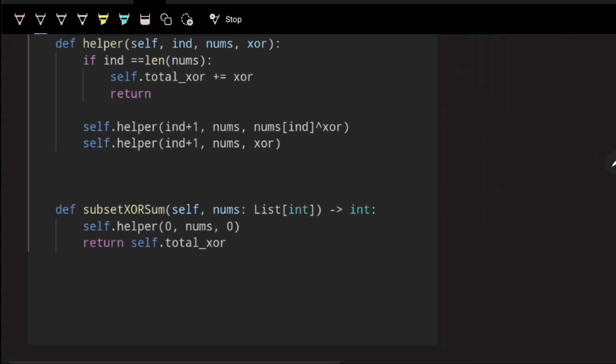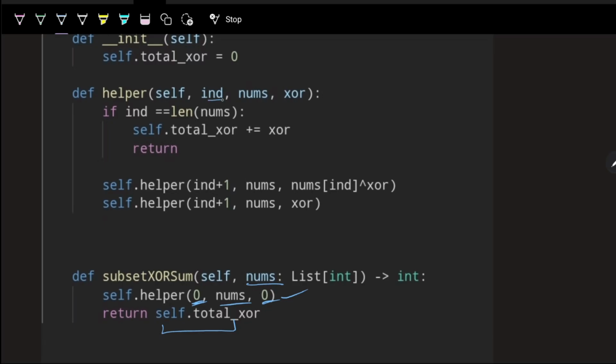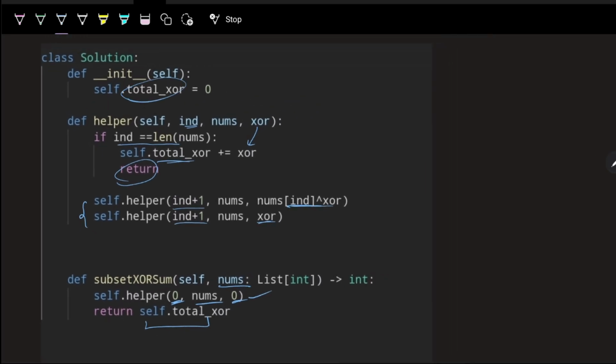So see, this is how I have made it. I have created a helper function which is taking the index, the nums array, this input array, and XOR, and this is my class variable, self total XOR, which will give me the total sum. In the helper function, whenever I am reaching the base case, that is whenever I am reaching the end of the array, I am adding that local XOR into my total XOR. I am just returning because I am stopping my further iterations. And at every index I have two choices. Either take it, means XOR with it, or don't take it, keep it as it is and go to the next index. This is what I am doing, and total XOR will give me the final sum of it.